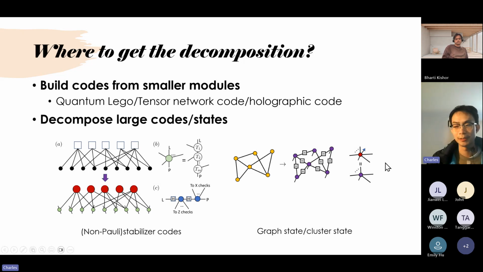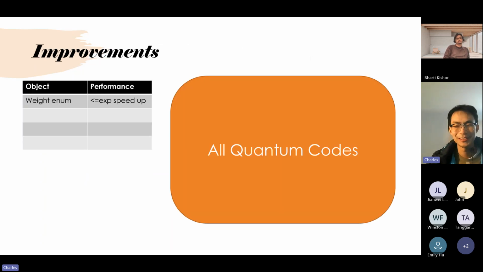Similarly, you can do the same for graph states or cluster states. So for 2D cluster states, if there are any takers who are interested in computing their enumerator, go for it.